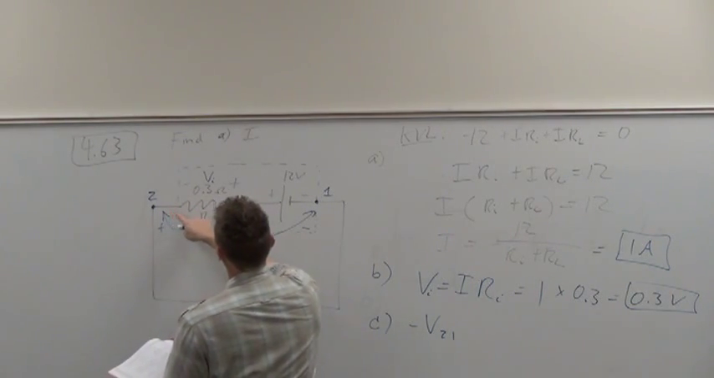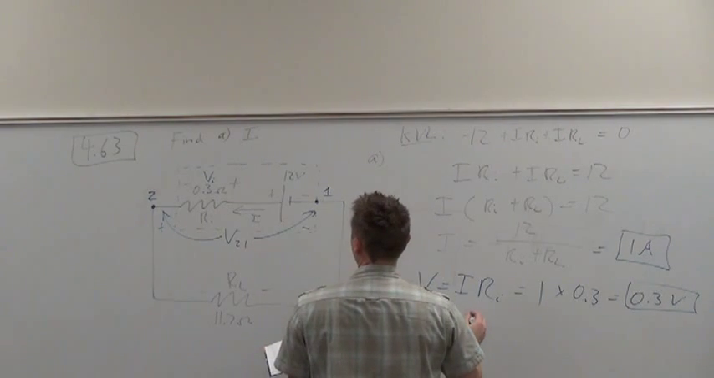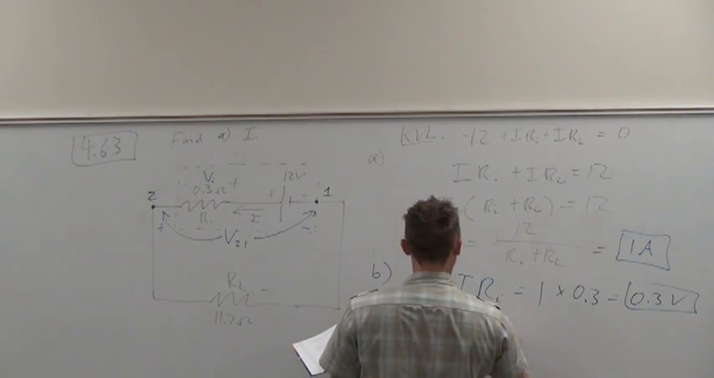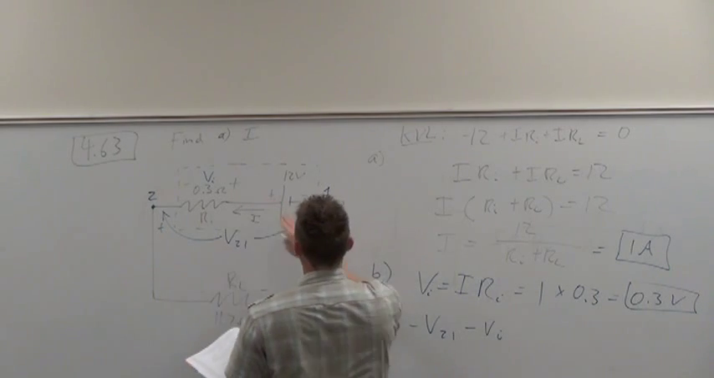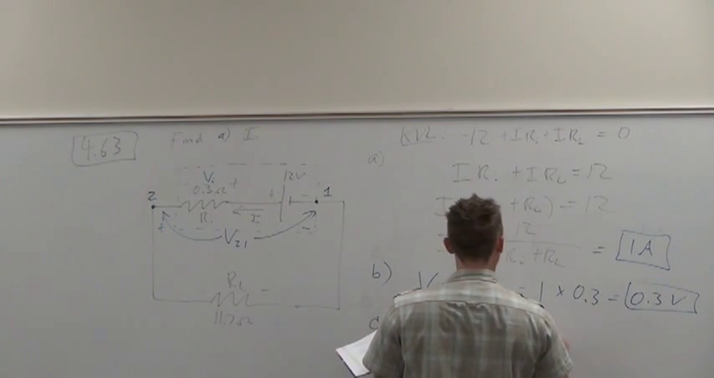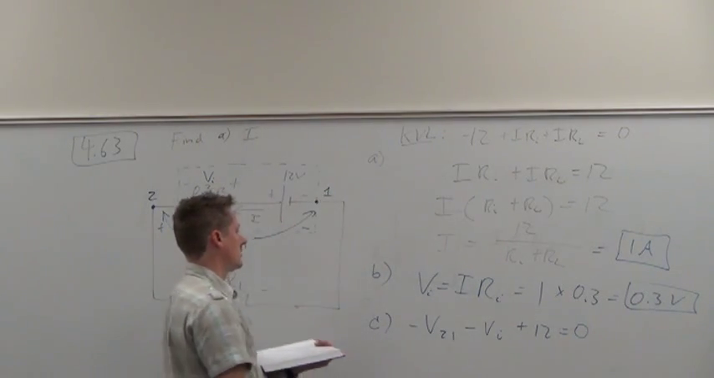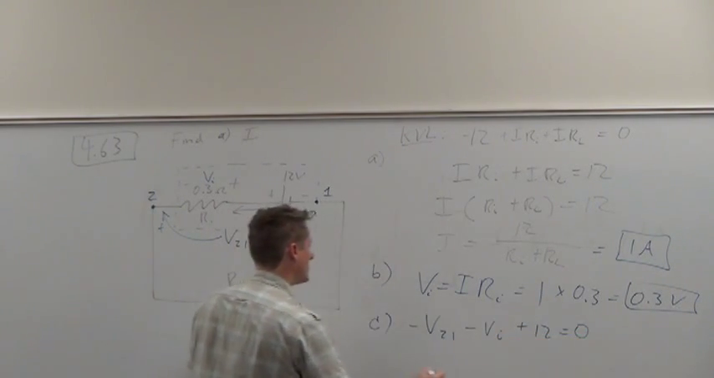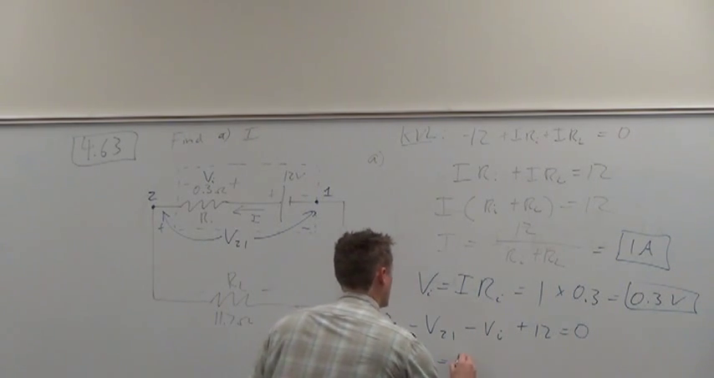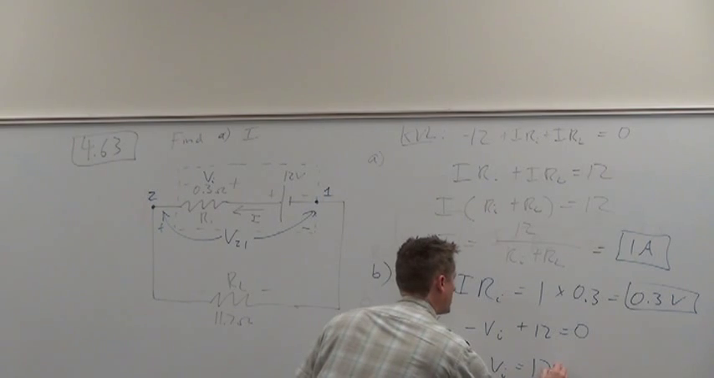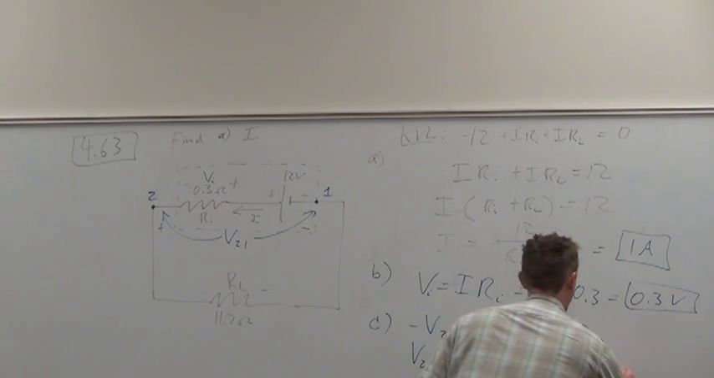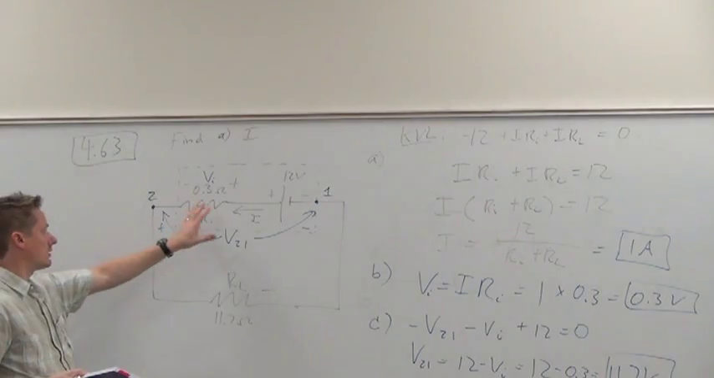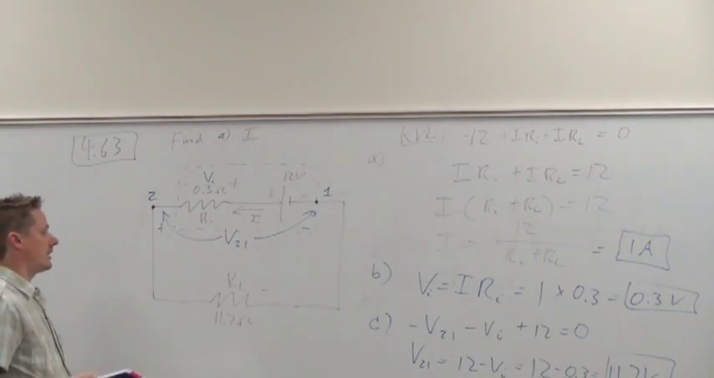I go through this, and then I'm going to get minus VI, which I already know, and then plus 12 equals 0. So now if I move the minus V21 to the other side, I get V21 equals 12 minus VI, which is 12 minus 0.3 equals 11.7 volts. Now, you can just look at this and tell, but if you can't, you can always use KVL.